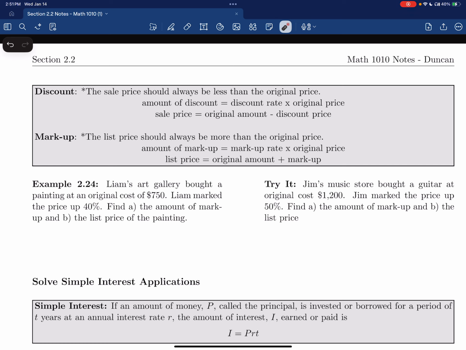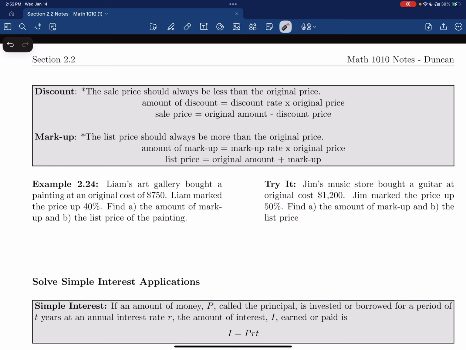Now, a markup is the opposite of a discount. A markup is when you increase the price from a certain level. In this case, we call it the list price, and it should always be more than the original price. The amount of markup is equal to the markup rate times the original price, and the list price is equal to the original amount plus the markup. These could be useful as we move forward in examples.